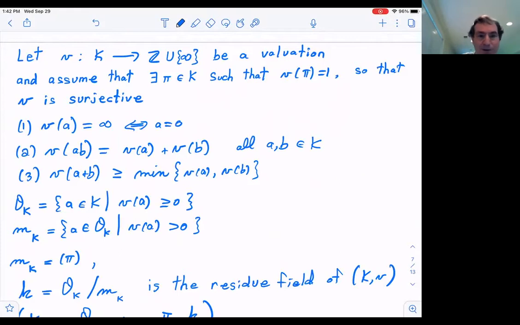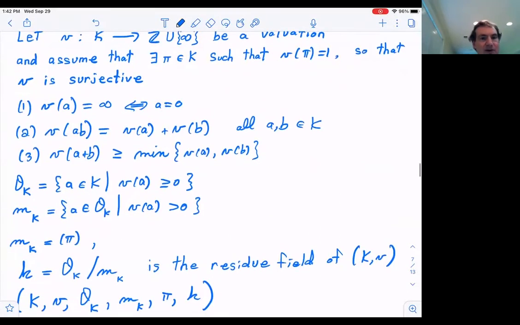As a reminder, the definition of a valuation is that the valuation is infinity if and only if a is 0 and numbers 2 and 3 hold. So that's the definition. And there are certain objects associated to a valuation. There's the ring of integers, denoted O sub k. And it's those elements in k whose valuation is non-negative.